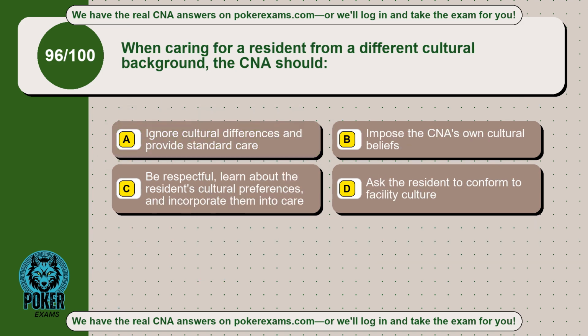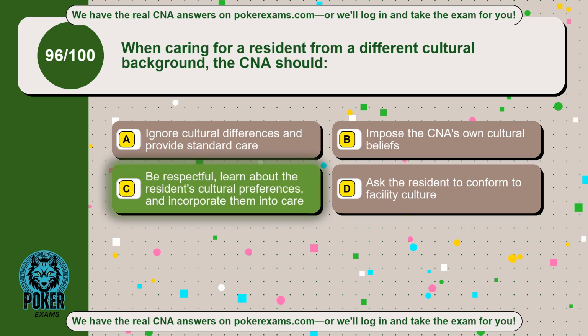Question 96. When caring for a resident from a different cultural background, the CNA should: Option A, ignore cultural differences and provide standard care. Option B, impose the CNA's own cultural beliefs. Option C, be respectful, learn about the resident's cultural preferences, and incorporate them into care. Option D, ask the resident to conform to facility culture.